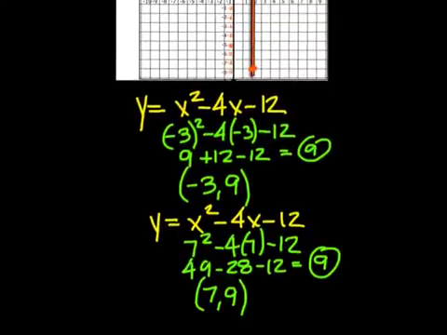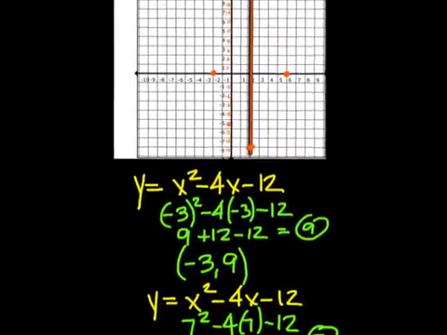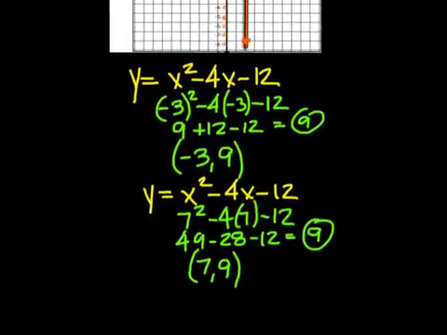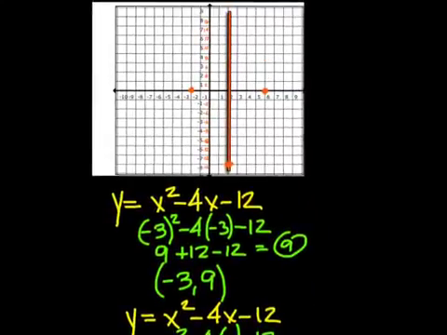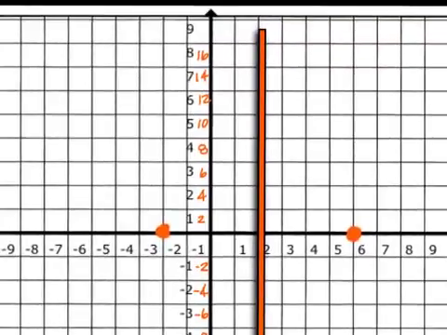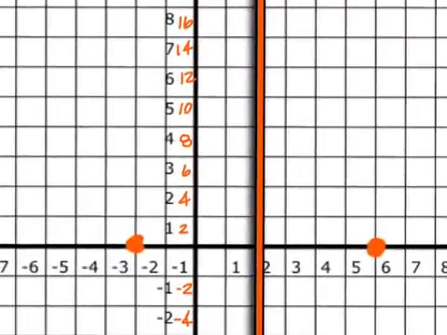So we're going to take that back up here to the graph. Remember the points, negative 3, 9 and 7, 9. So we'll go over here to negative 3, 9, and that's going to be between the 8 and the 10, so it's going to be here. And 7, 9 would be here.